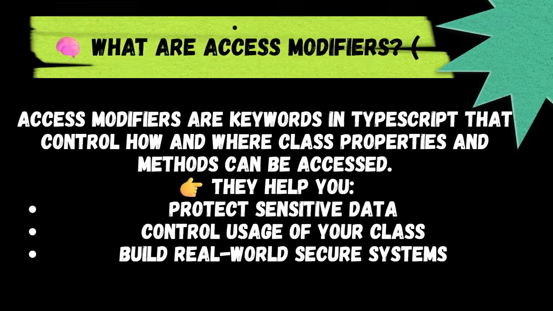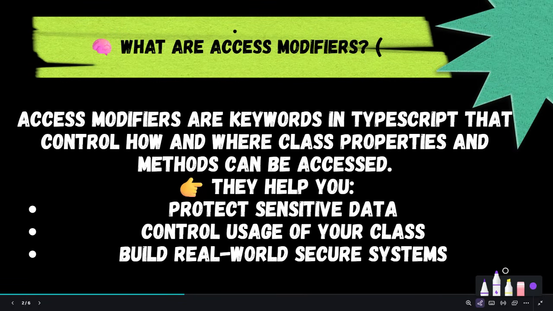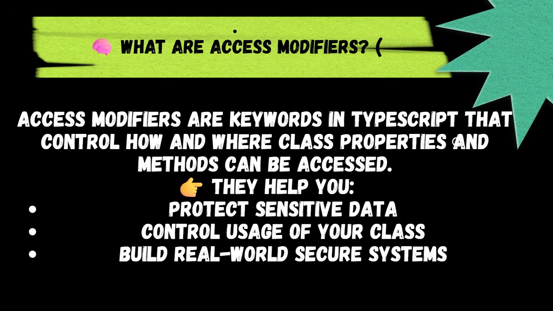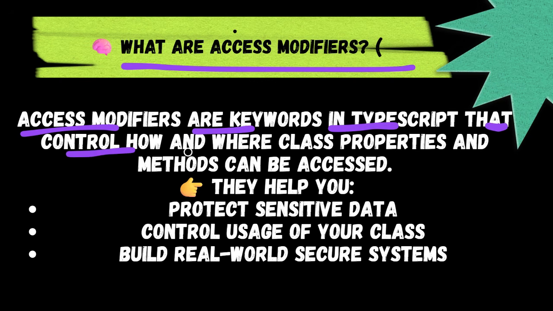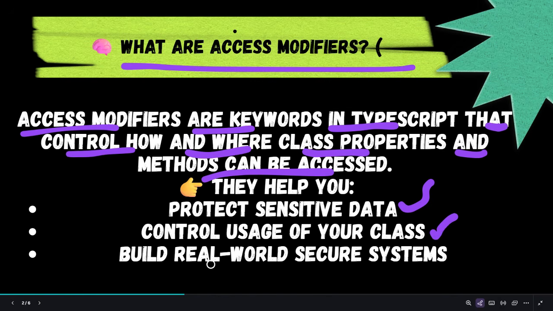What is an access modifier? You already know from other languages like C, C++, or Java, everywhere we have public, private, protected. So first question, what are access modifiers here? Access modifiers are keywords in TypeScript that control how and where class properties and methods can be accessed. They help you protect sensitive data, control usage of your classes, and build real-world secure systems.